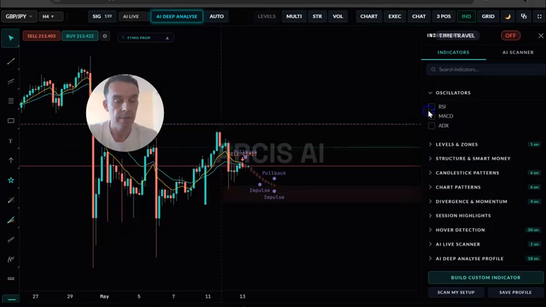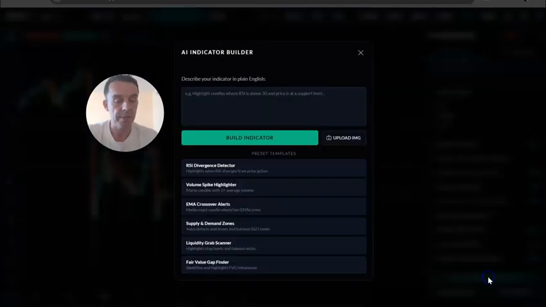So cool feature there. We have the build custom indicator, so you can program your own indicator into the platform. You just basically tell the AI in plain English what you want, upload images of maybe an indicator you have on another platform, and it will build the indicator out for you. Preset templates are here.